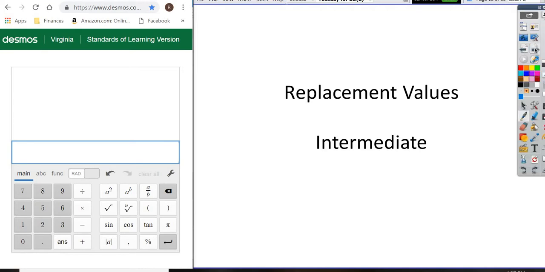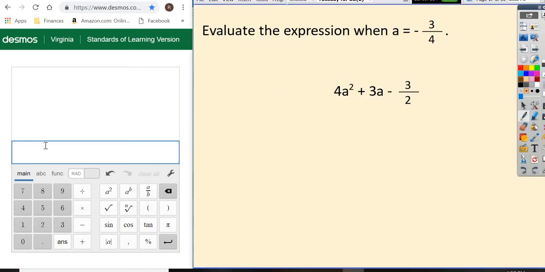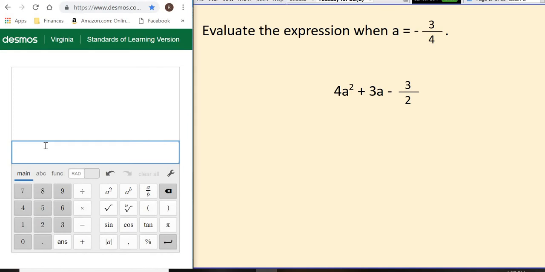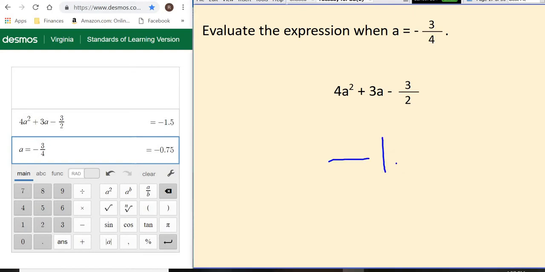Okay, we've got a couple of intermediate replacement values. These are a little bit harder to put into the calculator, but not much. So we're going to do 4a squared plus 3a minus, and let's go ahead and make it a fraction so it's easy to do, 3 over 2. So we've got everything in the calculator exactly as it's written. And we're going to say a equals negative 3 divided by 4. So your answer is negative 1.5.